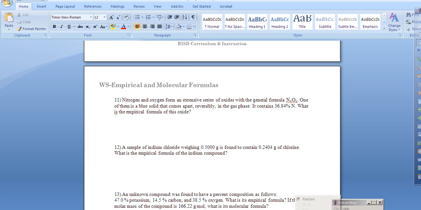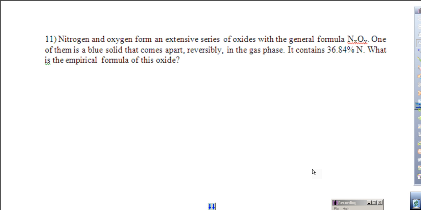Alright, so this is from a worksheet that we did in chemistry class. You guys probably saw it, but I want to go back over and do this again. It's a pretty simple problem.